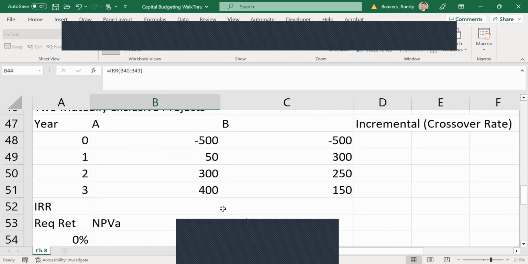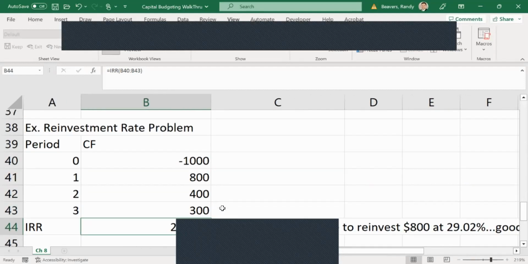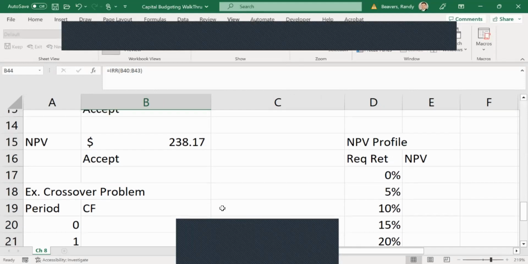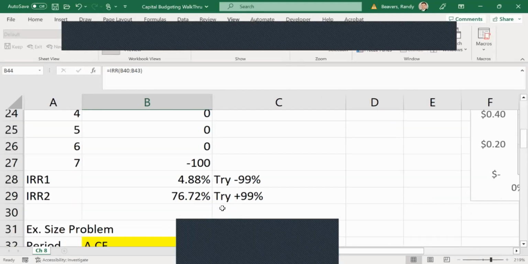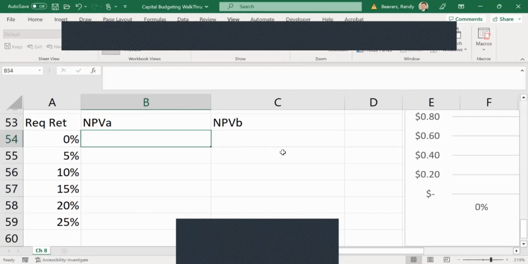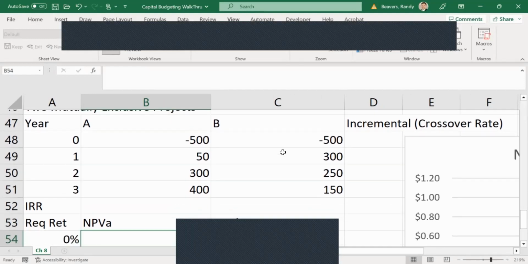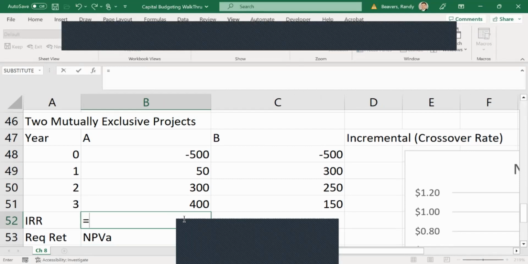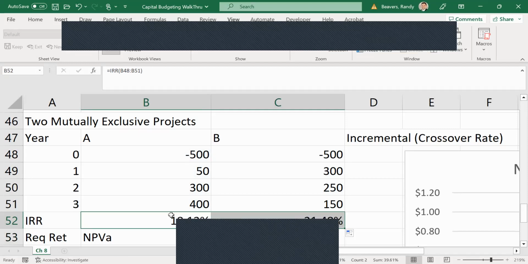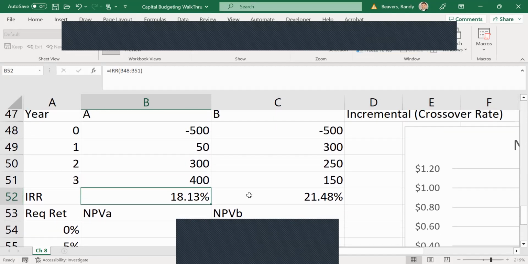Okay. Now, let's look at a couple of these. Let's skip the right NPV profile. Let's do this one. So let's suppose we've got two mutually exclusive projects. We can only pick one or the other. Let's calculate IRR like we've been doing. And now let's calculate the NPV of each.